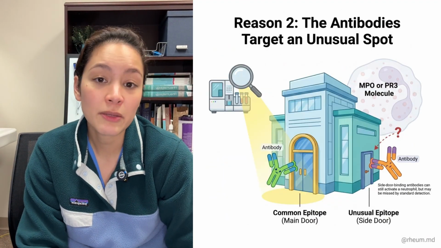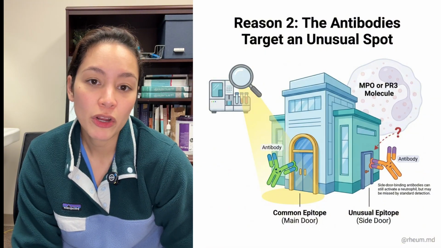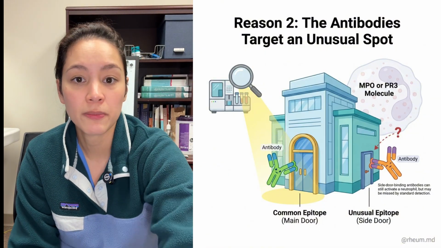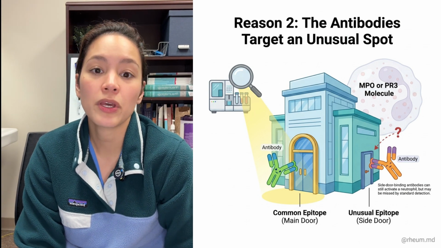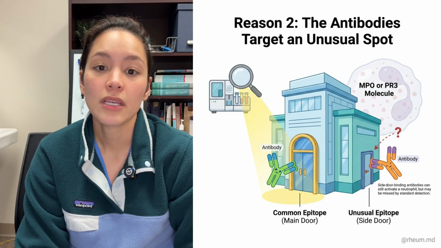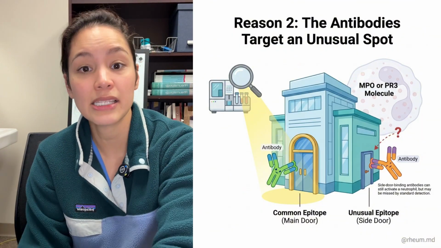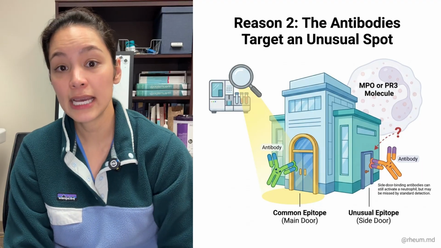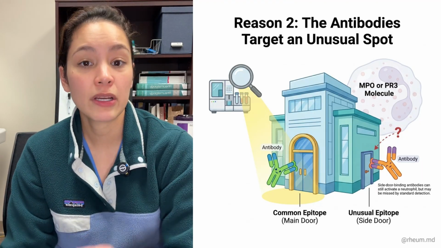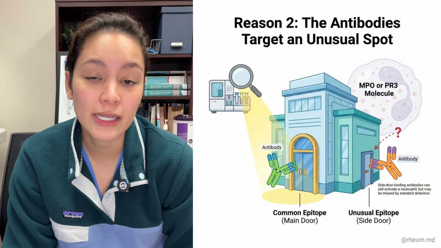Reason two, the antibodies target an unusual spot. Think of the MPO or PR3 molecule like a large building with many different doors. The standard lab test checks whether antibodies are trying to get through the main entrance. Some patients make antibodies that target a side door, a less common entrance. These antibodies can still activate neutrophils and cause disease, but because they're binding to an unusual area, the lab test may not detect them.